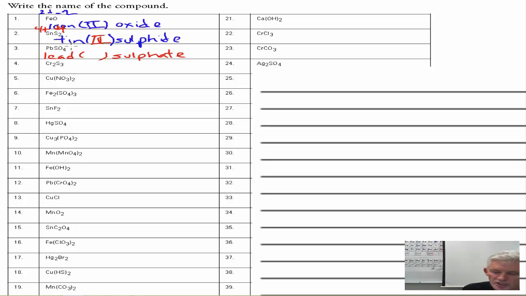So guess which lead this has to be? You got it, +2. And again, that plus that has to equal 0. So lead has to be +2, and the sulfate from your chart is -2. So add those two together, you get 0.